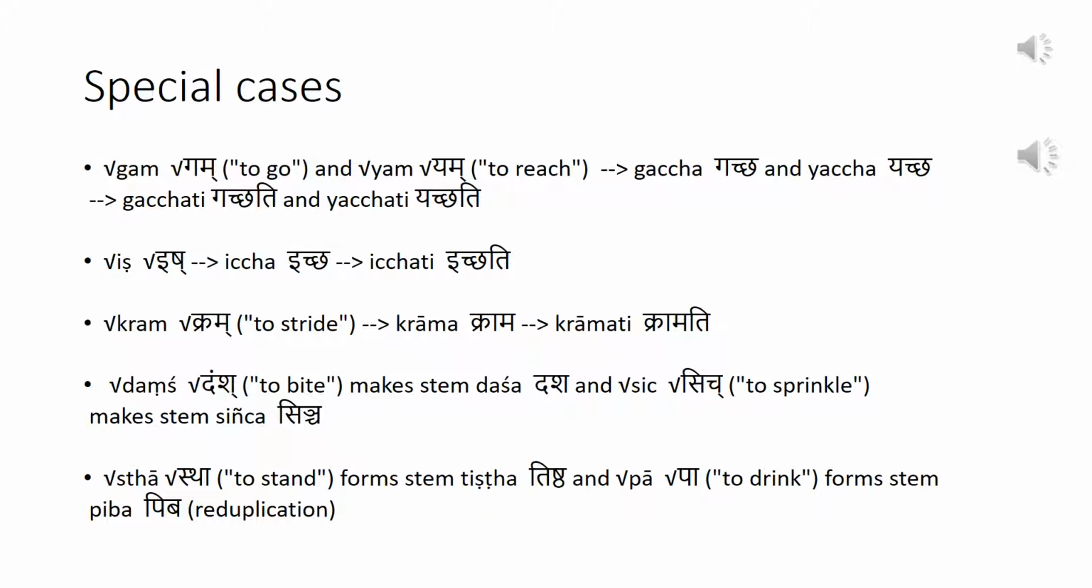Some of the roots do some form of doubling of their root syllables. This is called reduplication. For example, the class 1 roots stha, to stand, forms tishtha, and pa, to drink, forms piba. We will be looking at reduplication later in detail when we deal with class 3 root verbs.